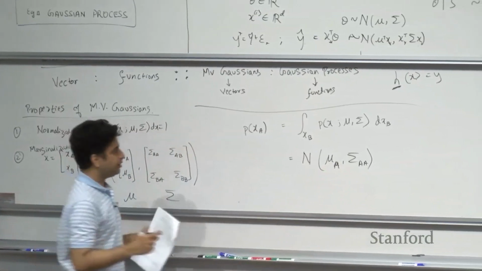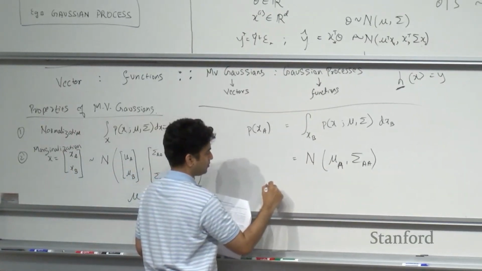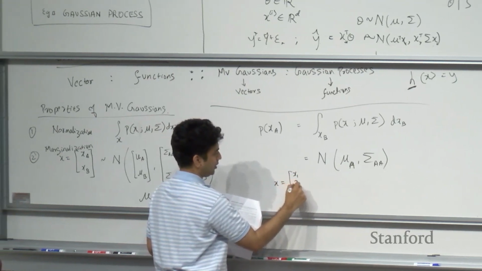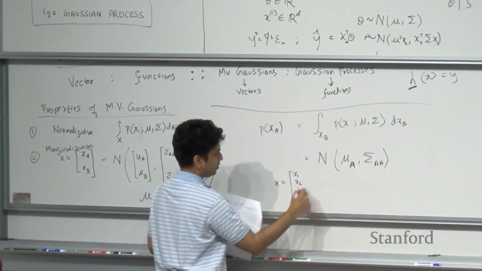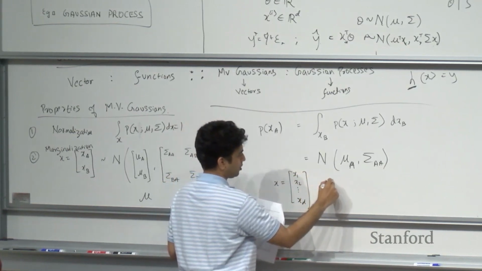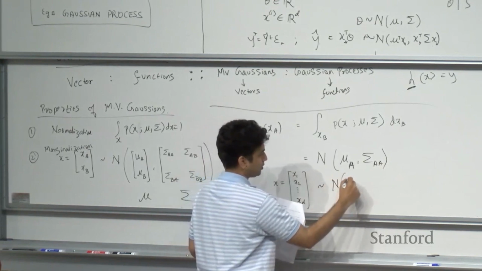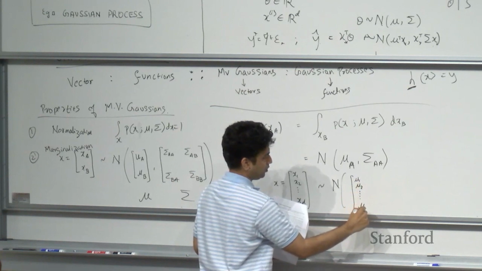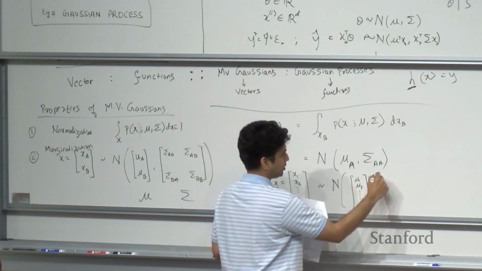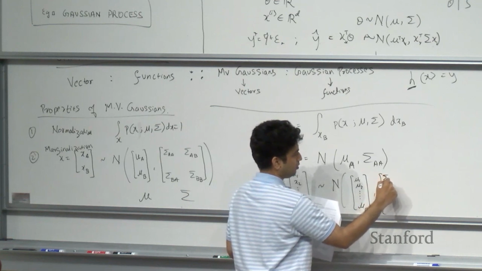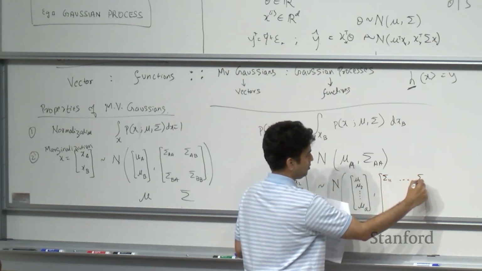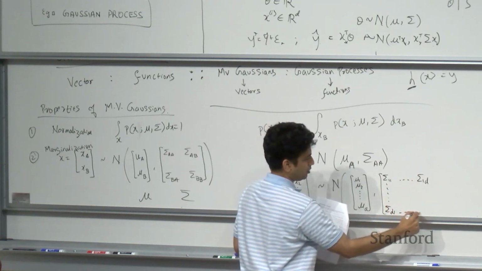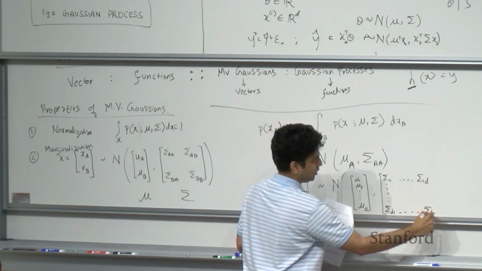Right. More generally, if you have a vector x equal to x1, x2, ..., xd, and this is distributed according to a normal distribution with mean mu1, mu2, ..., mu d, and covariance sigma 11 through sigma 1d, down to sigma d1 through sigma dd.